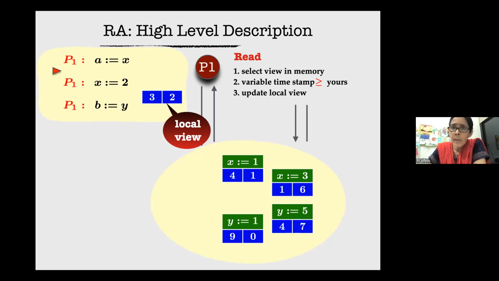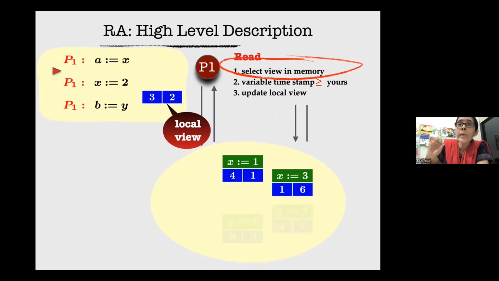Now let's see how I make a read operation. The first one is a read operation, right? How am I supposed to read from the memory pool? Notice that the memory pool has multiple messages for X, and I'm trying to read from X. So the first thing I do is select a view relevant to me in the memory, which means I ignore all the Y messages because they do not pertain to me. I'm supposed to read from X after all. Now I have 2 messages corresponding to X. Which one should I read is the next question.